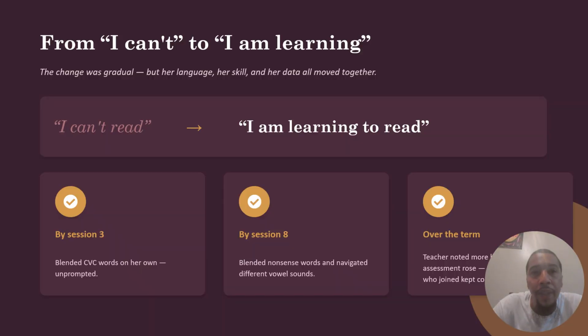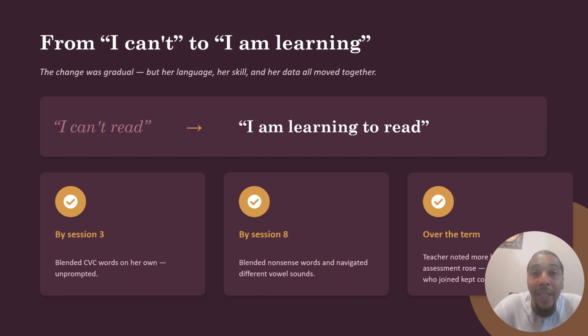So what happened? The change was gradual, but everything moved together. The clearest sign was her language. She went from "I can't read" to "I'm learning to read." The shift from a fixed verdict to a process is the whole ball game. Concretely, by the third session, she was blending consonant-vowel-consonant words on her own, unprompted. By the eighth, she was blending nonsense words and navigating between different vowel sounds. Real transfer, not memorization. Over the term, her teacher reported she was blending more words and her core reading assessment rose.